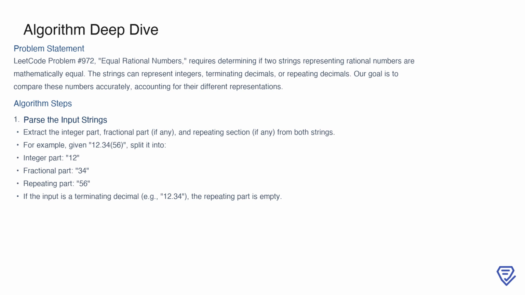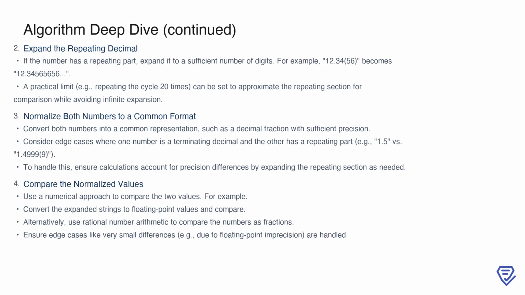To solve this, the first step is to parse the input strings. Parsing involves breaking each string into its components: the integer part, the fractional part, and, if present, the repeating section. If the input string represents a terminating decimal, such as 12.34, the repeating part would simply be empty. By systematically extracting these components, we set the foundation for accurately comparing the numbers regardless of how they are represented in the input.